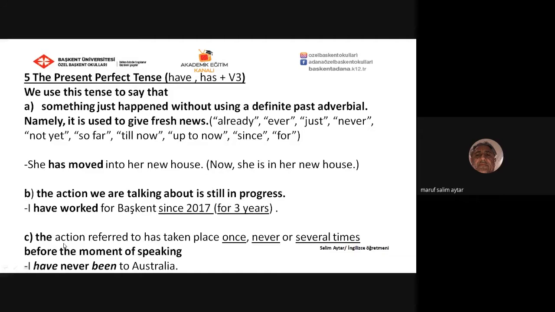Also, we use it to talk about the action that the action referred to has taken place once, never, or several times before the moment of speaking. Like, I have never been to Australia. I've never done such a thing.